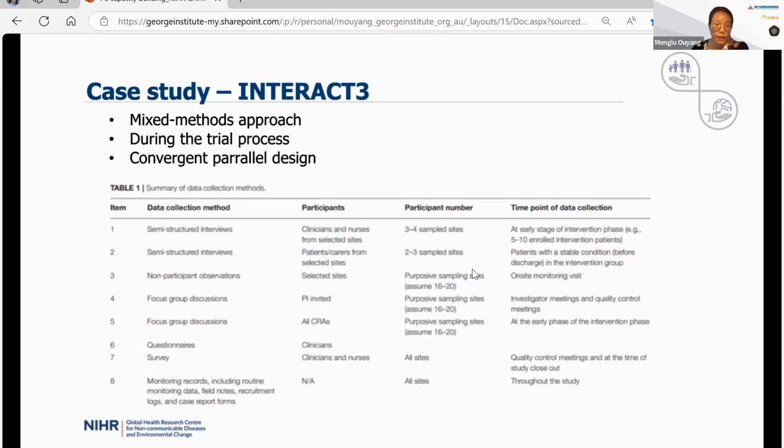For the quantitative data, we collected through surveys and questionnaires, monitoring records, and case report forms at the individual patient level to understand how the intervention was delivered. In the survey, we also asked about the values and acceptance of the intervention by clinicians and nurses. And this was done throughout the whole study phase.